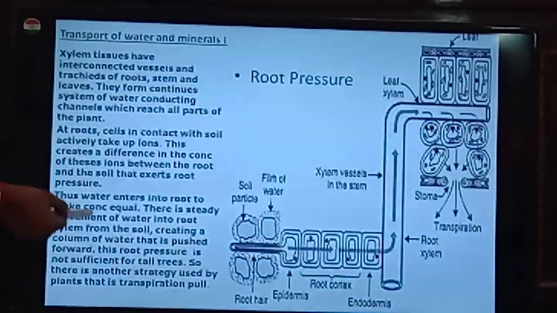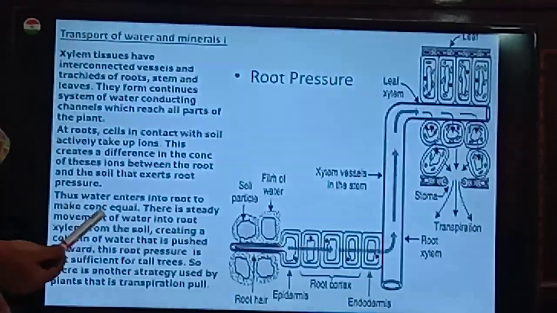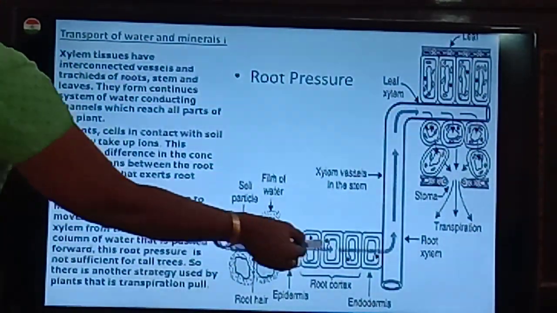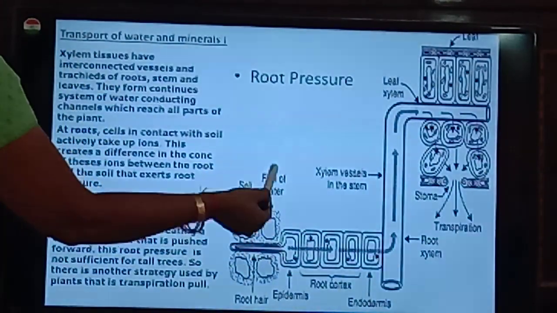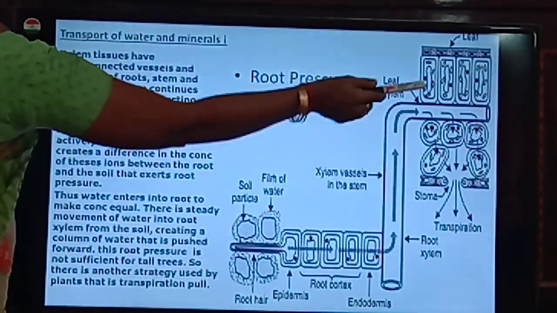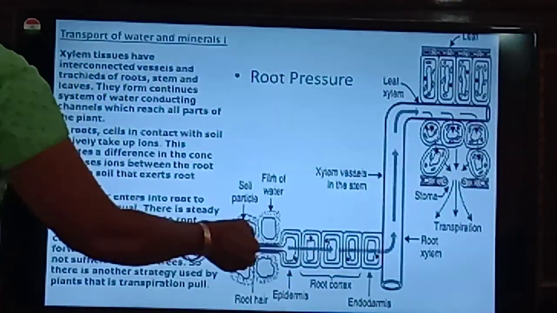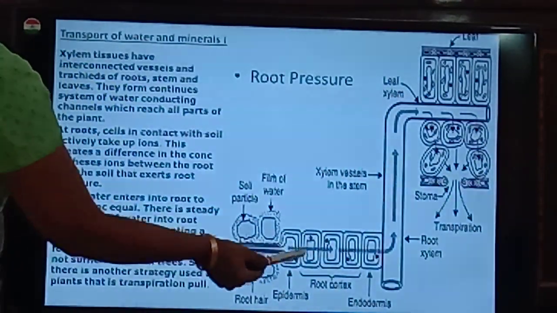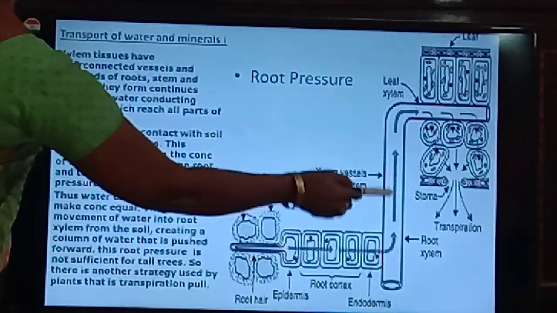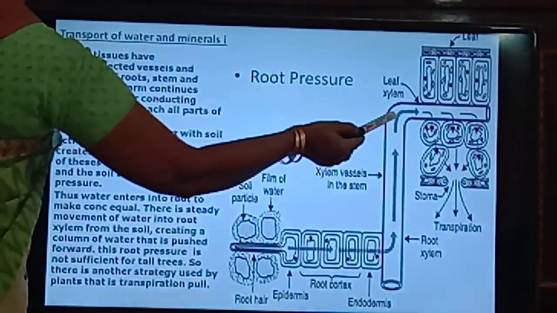So we learned that xylem is helpful in conduction of water and minerals. Let us see how it is. You can see the diagram here. This xylem tissue has interconnected vessels and tracheids of roots, stem and leaves. So they form a continuous system of water conducting channels, very clearly given here.